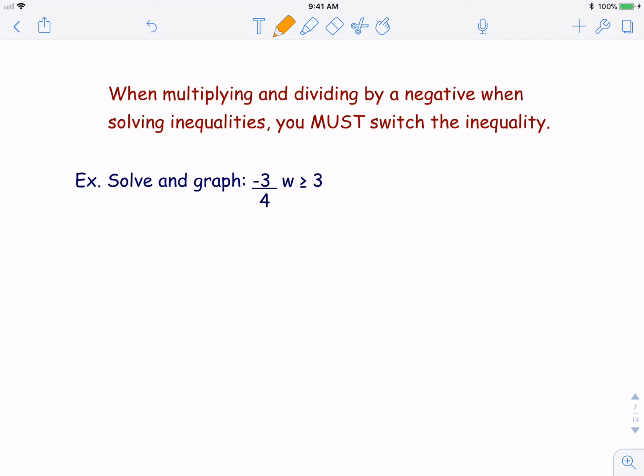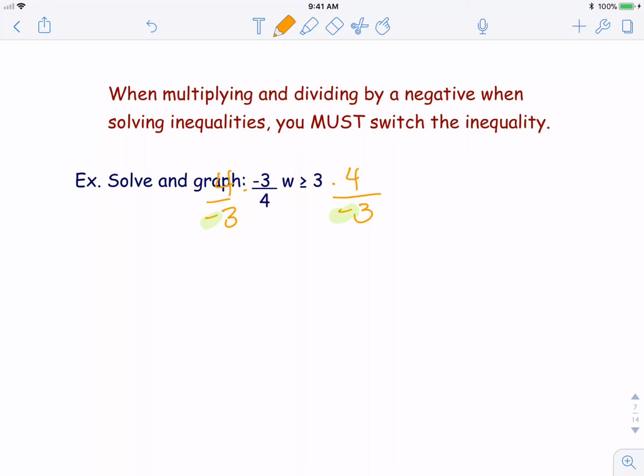So in this example, we're multiplying by a negative 3/4. Remember, to get rid of a fraction attached to a variable, you multiply both sides by the reciprocal. So the reciprocal of negative 3/4 is 4 over negative 3. I'm also going to multiply this side by 4 over negative 3. Well, I'm multiplying both sides by a negative number, so I need to make sure I flip that inequality.